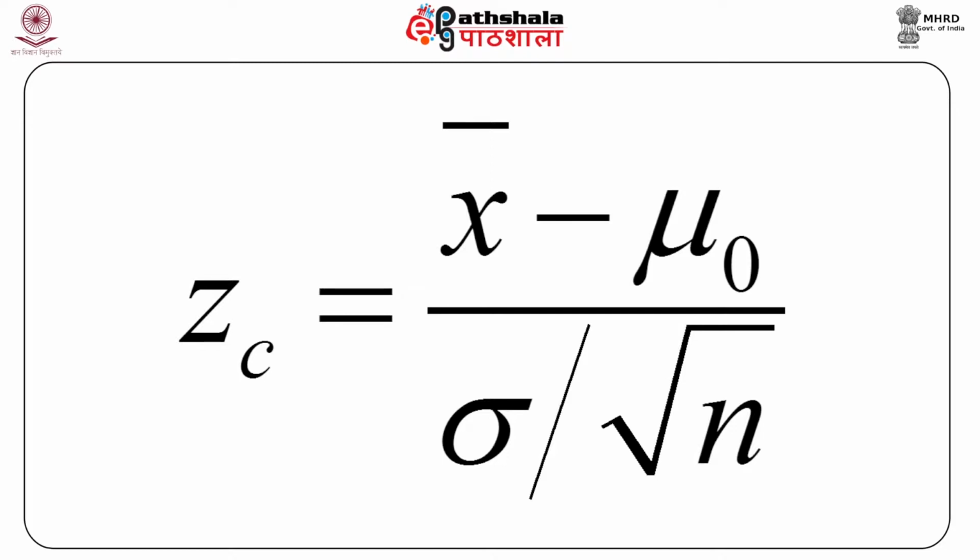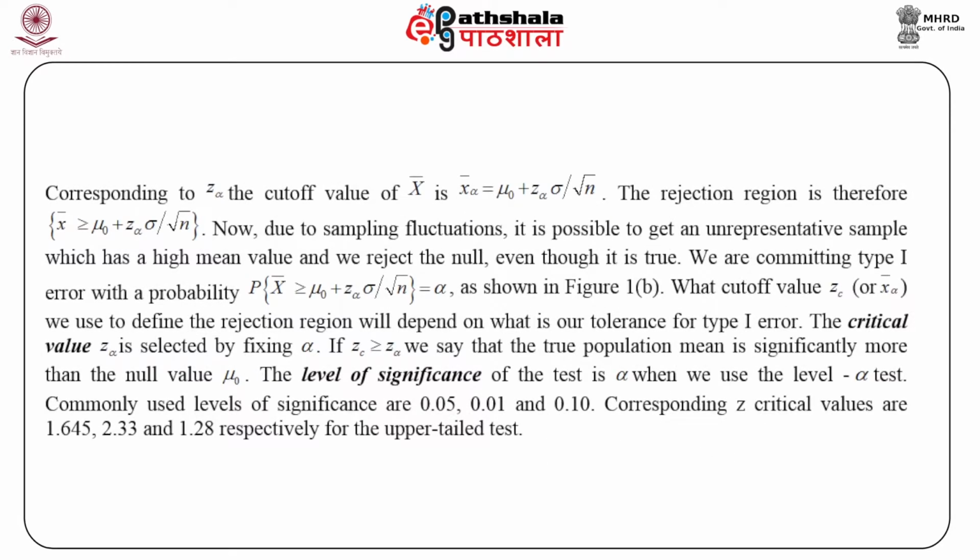If the null hypothesis is true and Zc is less than Z alpha, then we make the correct decision of not rejecting the null hypothesis H0. The probability of making the correct decision of not rejecting a true null hypothesis is 1 minus alpha. The cutoff value of x bar corresponding to Z alpha is mu 0 plus Z alpha into sigma by root n.